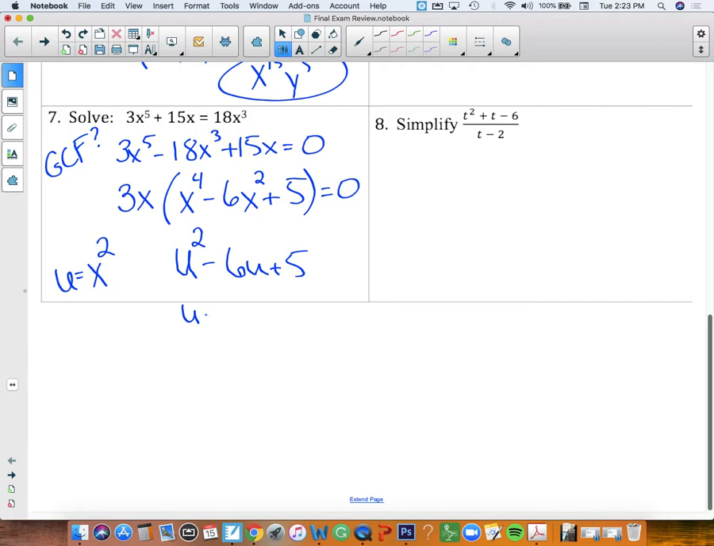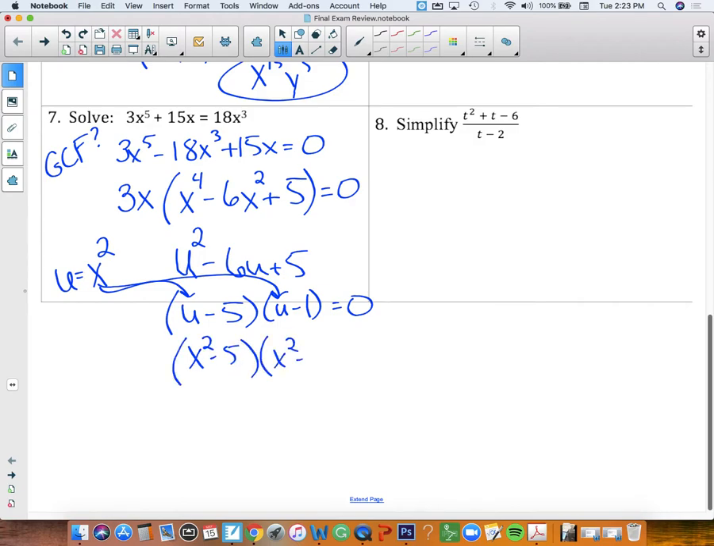So it would be u minus 5, u minus 1 equals 0. Then I have to change the u's back into x squareds. So it would be x squared minus 5 and x squared minus 1 equals 0. Solve them. Okay, well this one I can split up. X minus 1, x plus 1, because that's difference of squares. This one here, I can't use any patterns, so I have to just set it equal to 0.